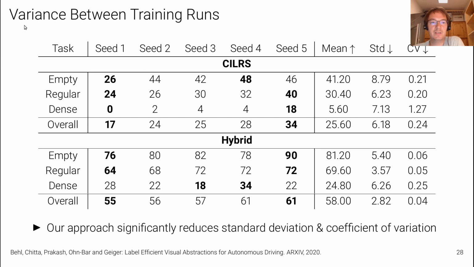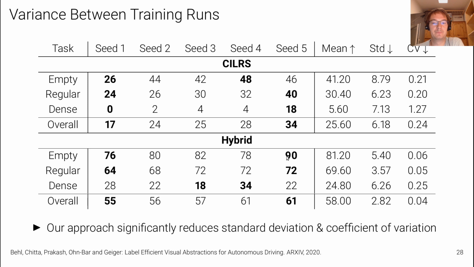The next thing we investigated is the training variance problem. The training variance problem is evidenced here. If we use the standard CILRS imitation learner that operates on raw images as input, we can see that depending on the training seed, the variance of the success rate in the test town is very high. So for instance, for seed one, we have 26% here and 48% here. Or in this case, we have 0% success rate for the dense setting and 18% success rate for seed 5.